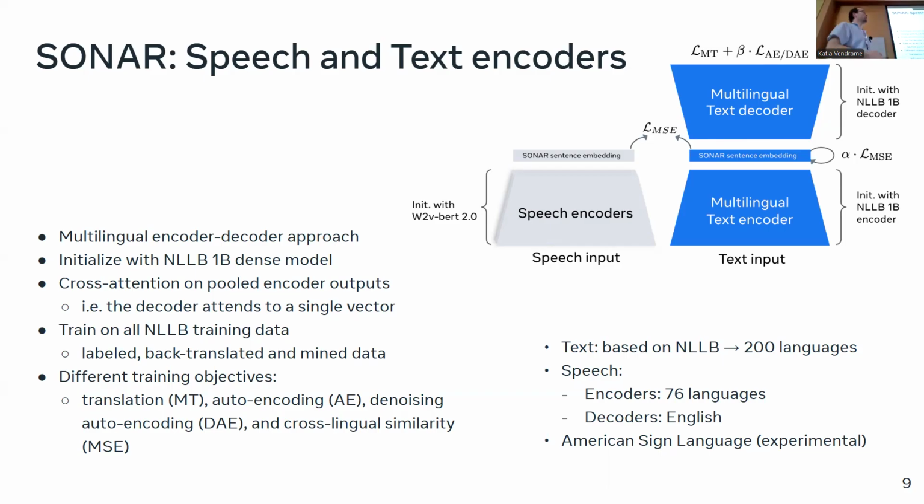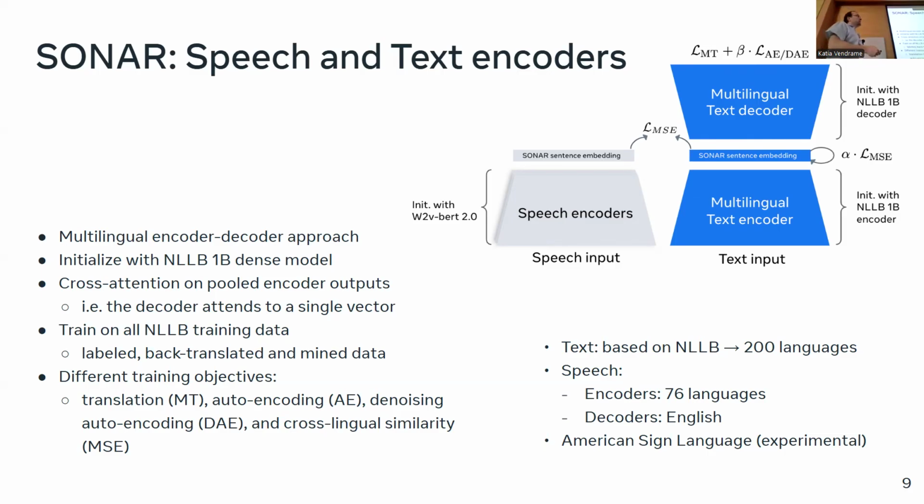Okay, again, how do we train this? We have multiple losses. There is the mean squared error between the representations of translation to translation, which should map to the same vector, because for Sonar it should be the same point in the embedding space. We also have the machine translation loss: we have two parallel sentences, we input one of them, and we want to generate the translation in the output. And we have two different auto-encoding losses. One is just the auto-encoding, where we try to reproduce the source text in the output. And the DAE, the denoising autoencoding, where we mask some tokens in the input and try to reconstruct the full sentence.